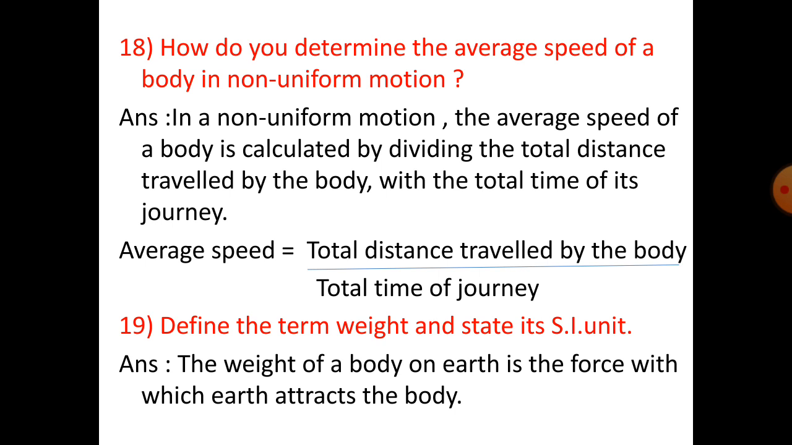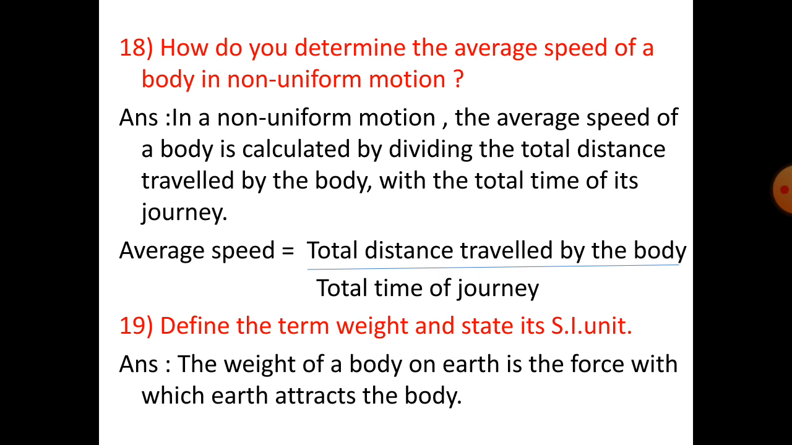Question number 18. How do you determine the average speed of a body in non-uniform motion? In a non-uniform motion, the average speed of a body is calculated by dividing the total distance travelled by the body by the total time of its journey. Average speed is equal to total distance travelled by the body divided by total time of journey.